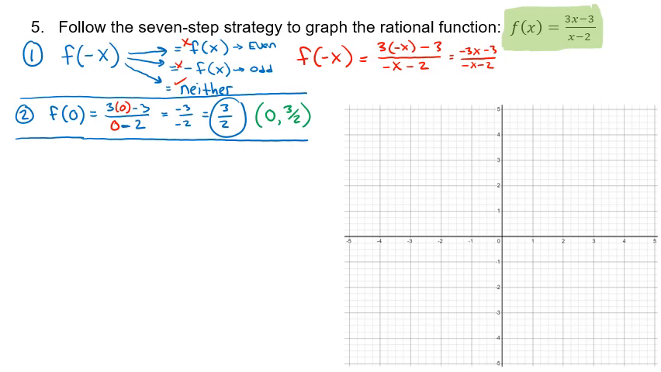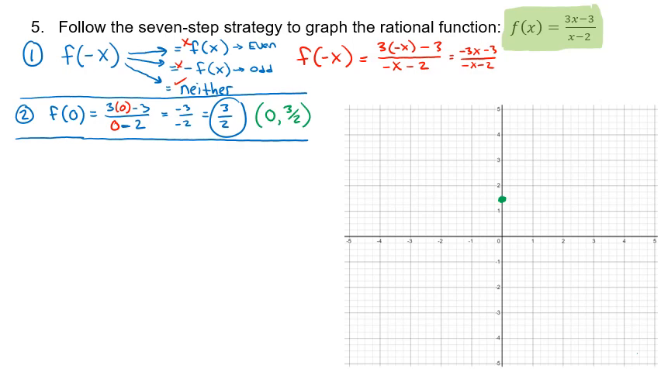As soon as we find some piece of information, we should go ahead and, oh, I said positive 3 over 2. Let's get rid of that. And so we have a y-intercept.